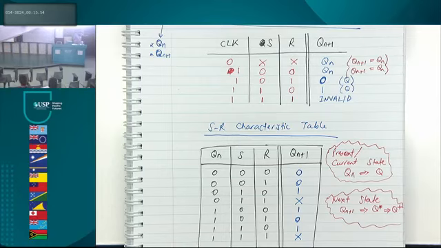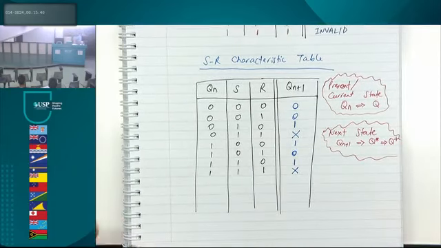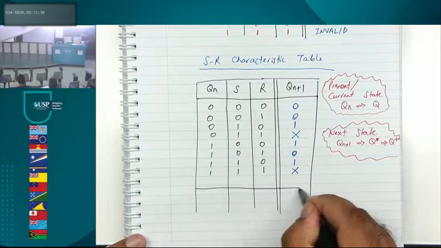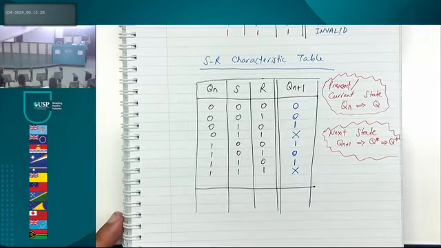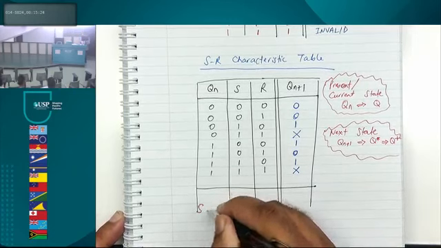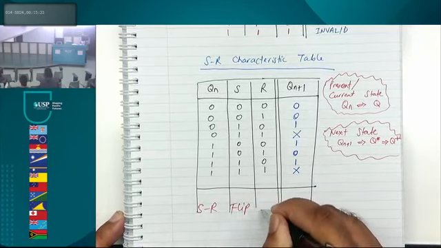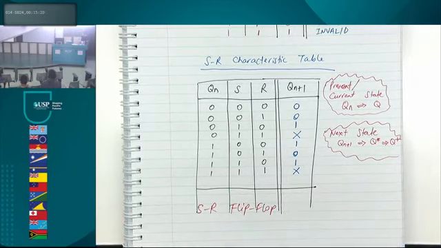Alright, let's go to the next level, guys. Till now it was just revision. I think I drew too many lines over there. We now look at the next table, guys. We have something called the SR flip-flop excitation table.